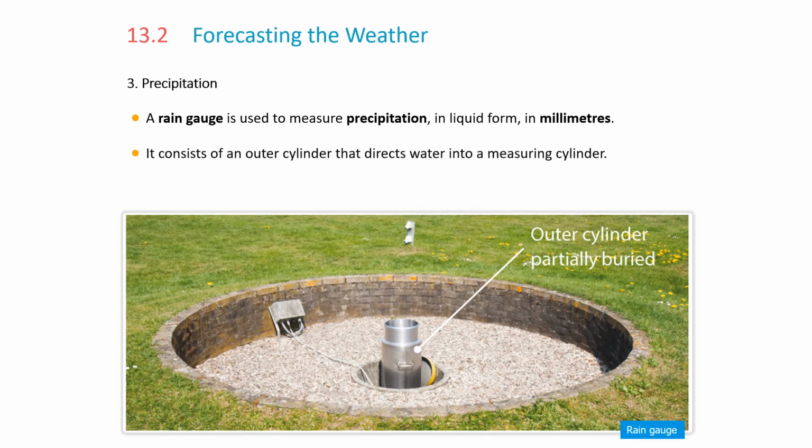The third area of forecasting the weather we are going to look at is precipitation. Precipitation is the rain, the snow and the hail that falls on an area. A rain gauge is used to measure precipitation. The rain gauge is buried in the ground and it's away from buildings so that the water does not fall into it off the buildings. It's in a clear area. The rain enters the cylinder through the funnel, and the cylinder is marked in millimeters.